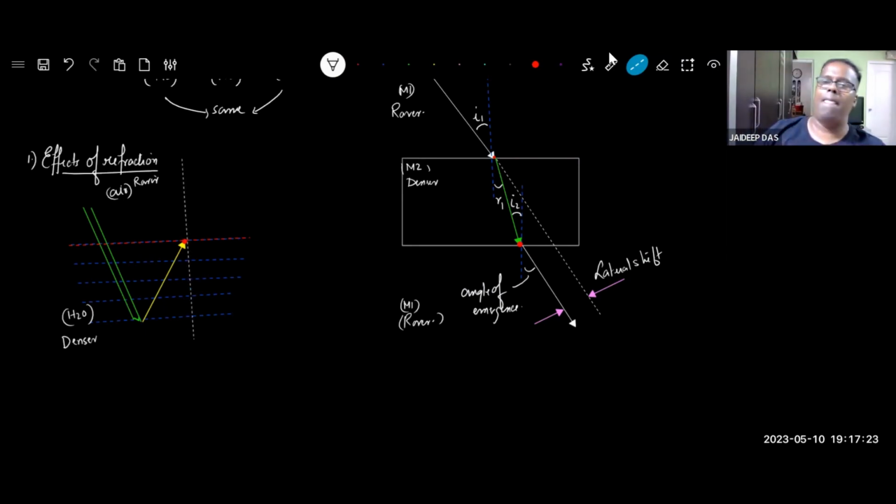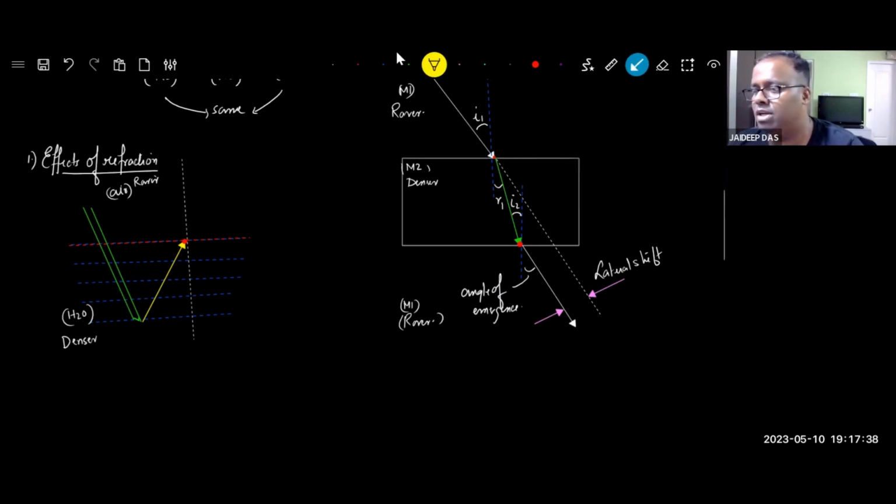This is the normal. Now, what do you think? Light is traveling from denser to rarer. How will it bend? It will bend away from the normal. So let us make it bend away from the normal. How will it bend? It will bend like this. It bent like this and went on.